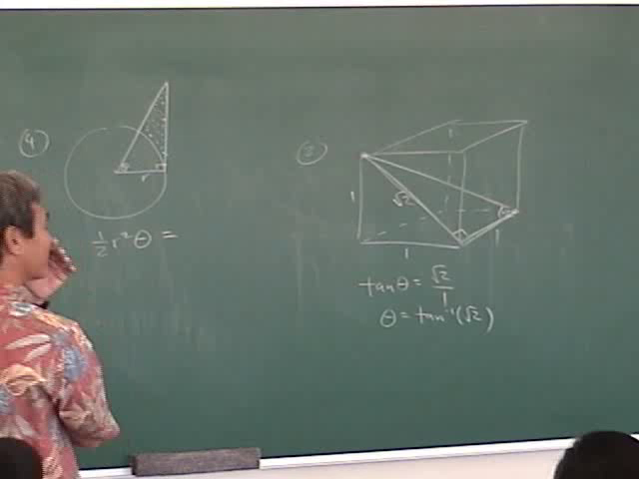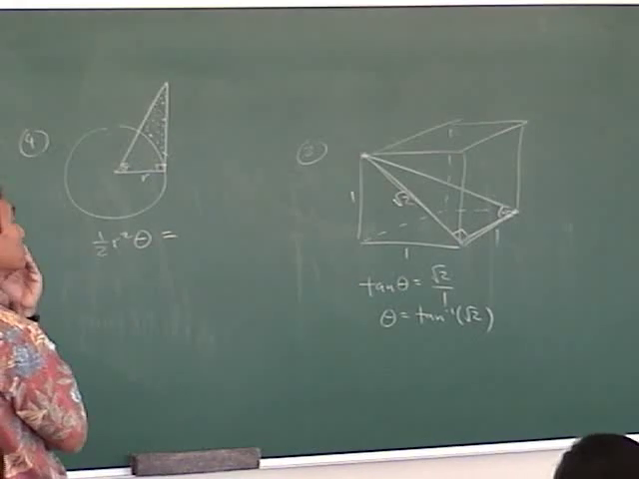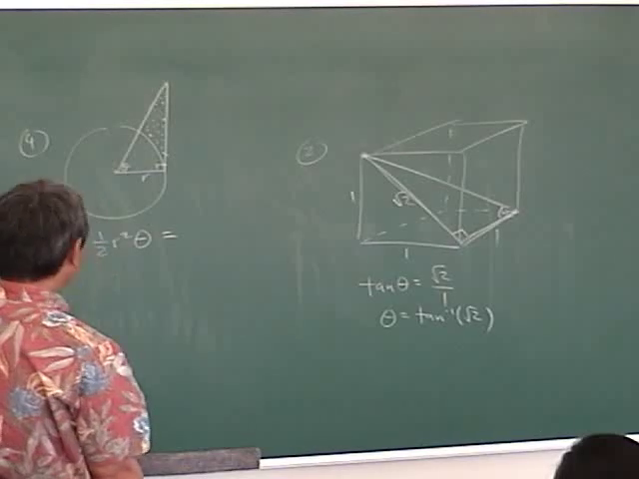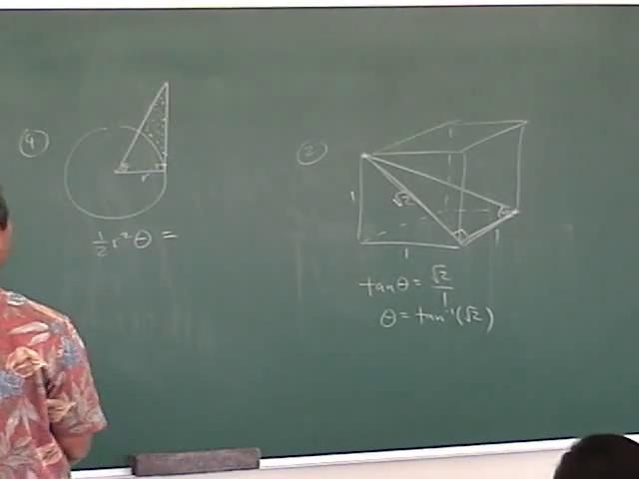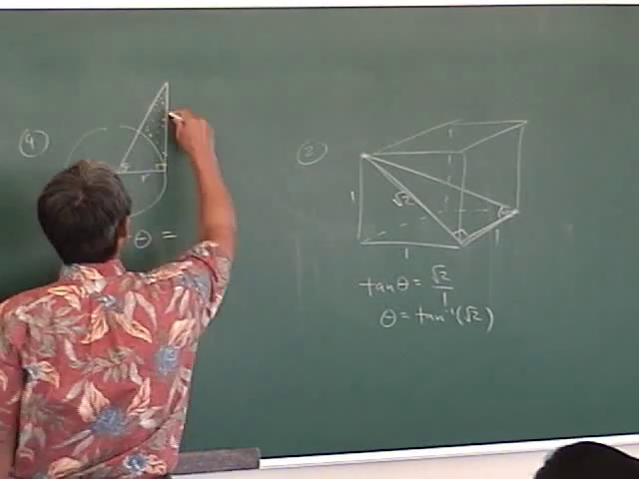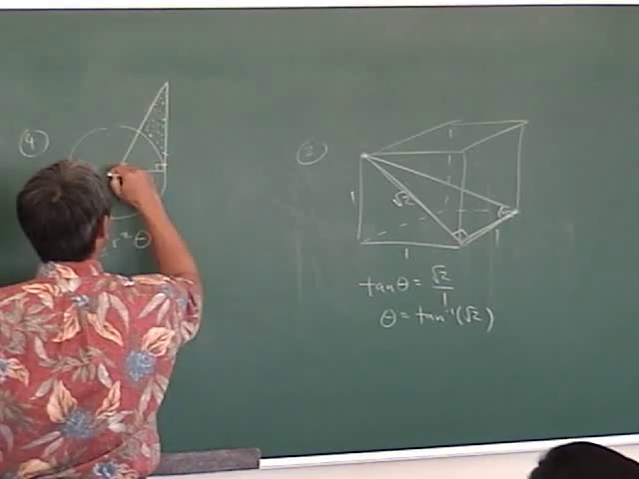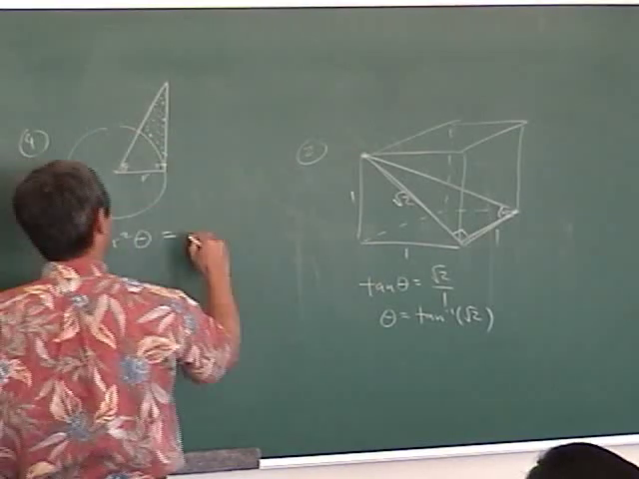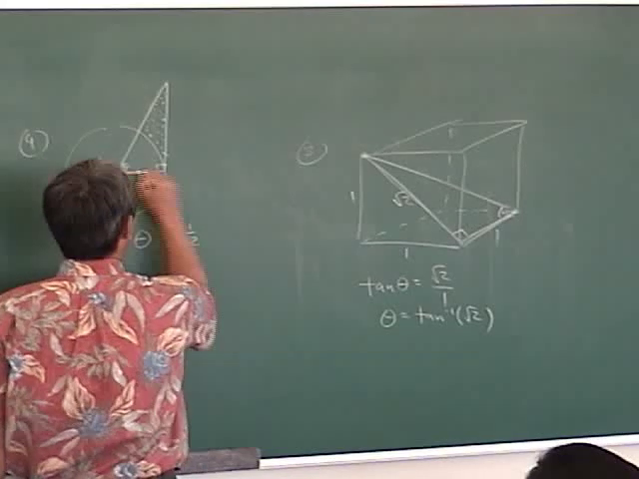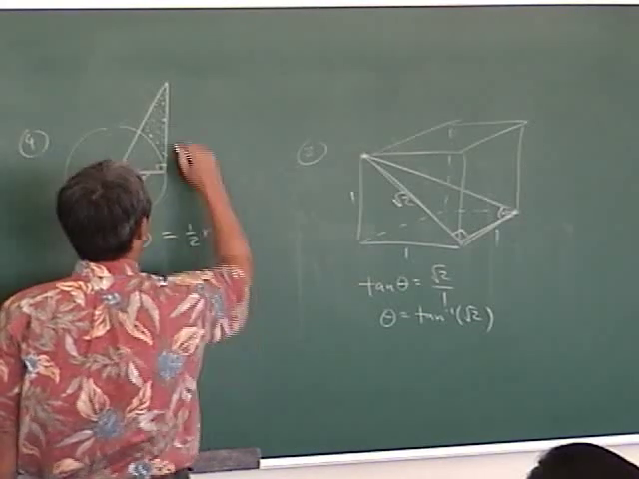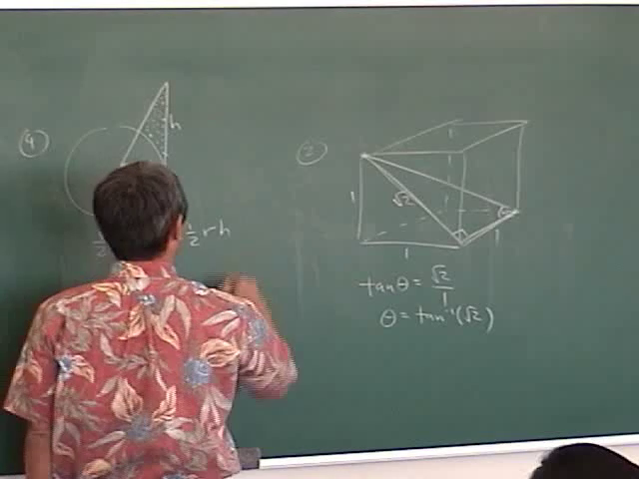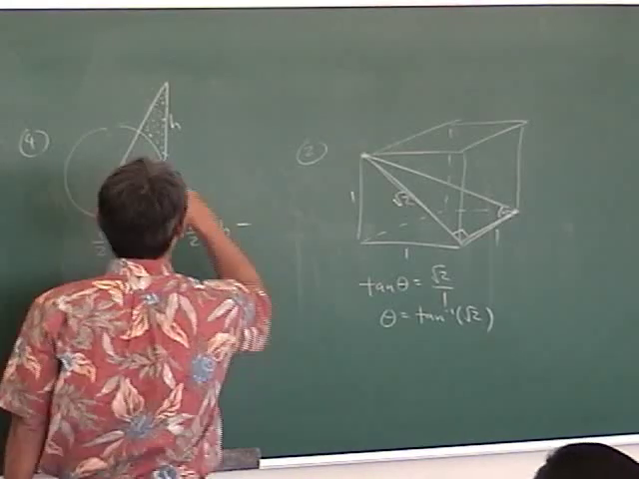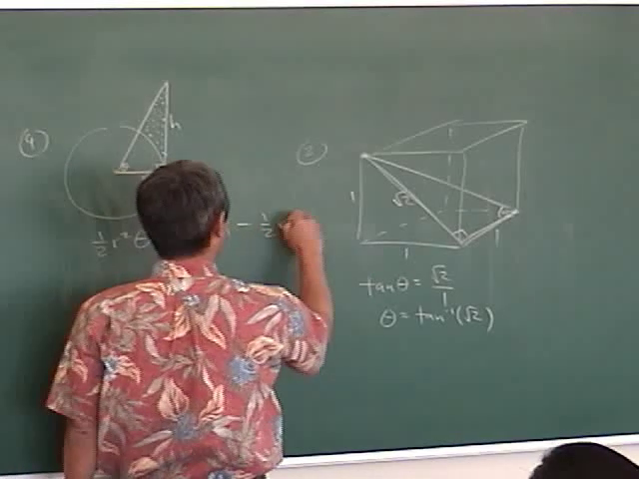How do you find the area of the speckled region? Look at the picture. This is simple geometry. Isn't it the area of the triangle minus the sector? Okay, so how do you find the area of the triangle? 1/2 base times the height. Okay, except we don't know what the height is right now. That's what we've got to figure out. Minus the area of the sector, which is 1/2 r squared theta.